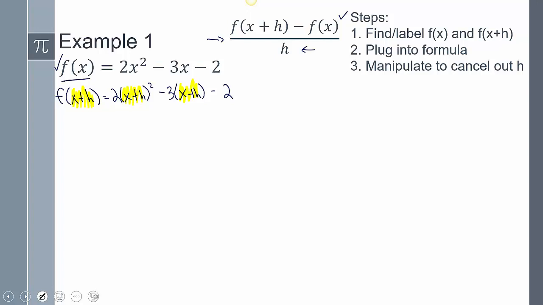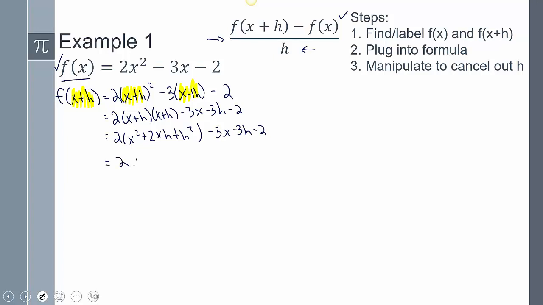I can simplify this further if I want. This is FOIL, or distributing. And so this will become 2 times x squared plus 2xh plus h squared, which is 2x squared plus 4xh plus 2h squared minus 3x minus 3h minus 2.